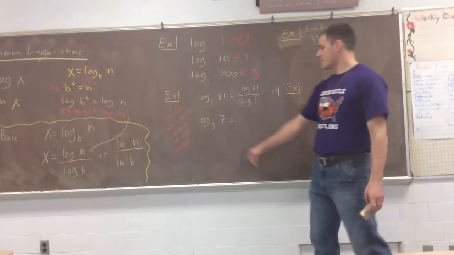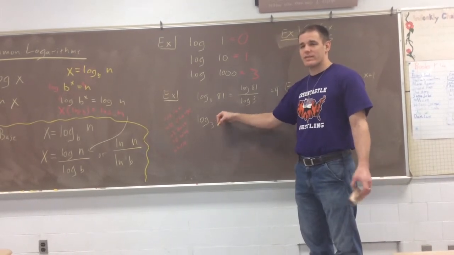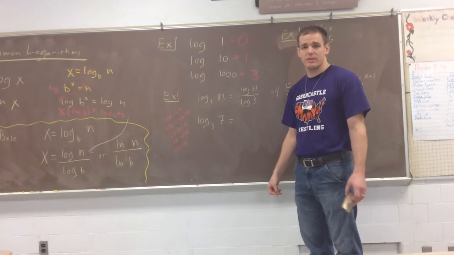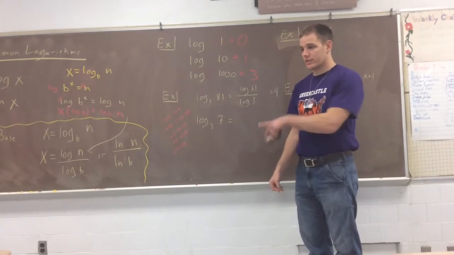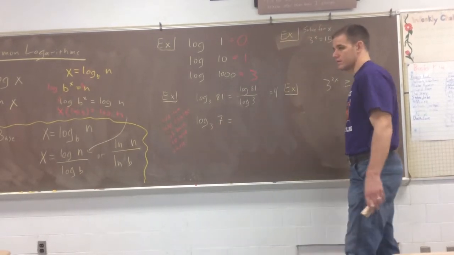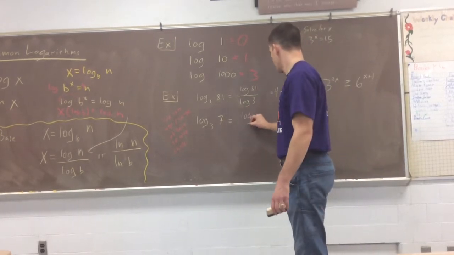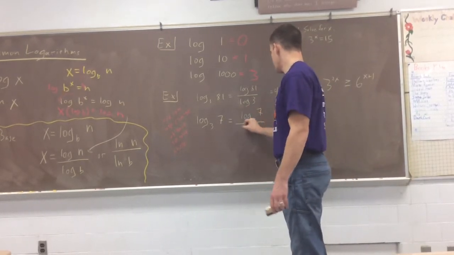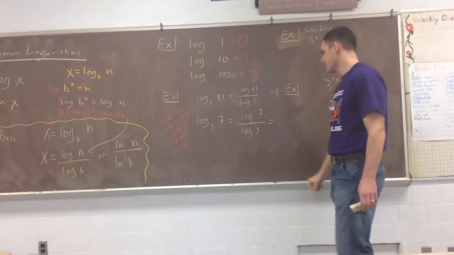So for all the times that you're like, well, how do I change, I can't find log base 3 of 7 on my calculator, Mr. Kuhne, there's no log base 3. Don't need it because it's right here. So how would I write this one? Yes, ma'am. Log of 7 over log of 3. Type that into your calculator, tell me what you get.